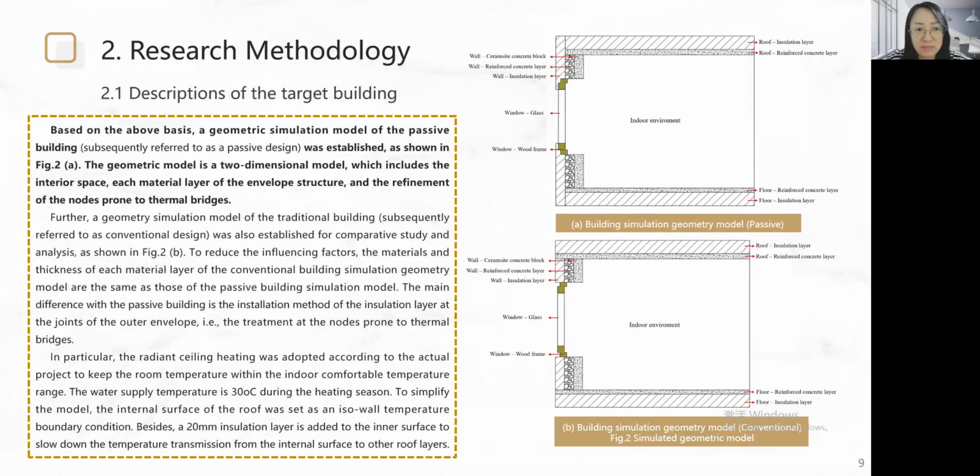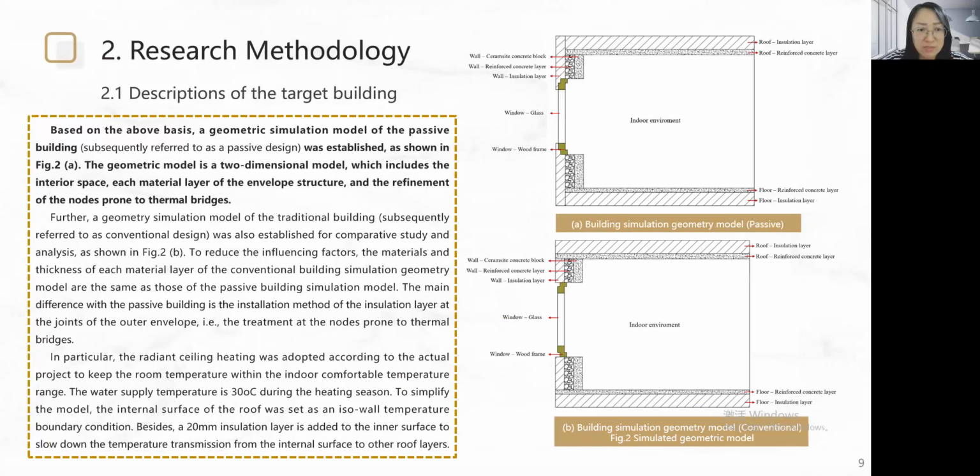The main difference with the passive building is the treatment of the insulation layer at the joints of the outer envelope, at the nodes prone to thermal bridges. In particular, radiant ceiling heating was adopted according to the actual project to keep the room temperature within the indoor comfortable temperature range.